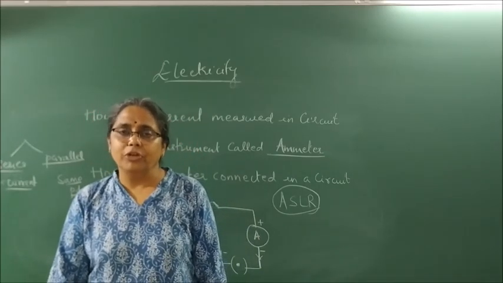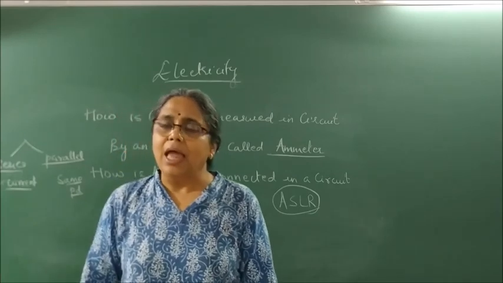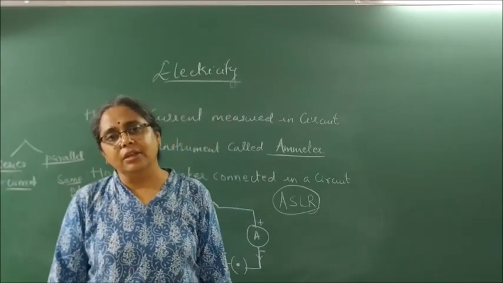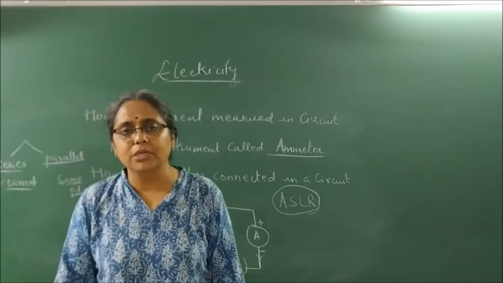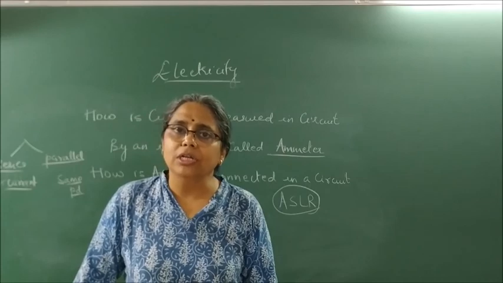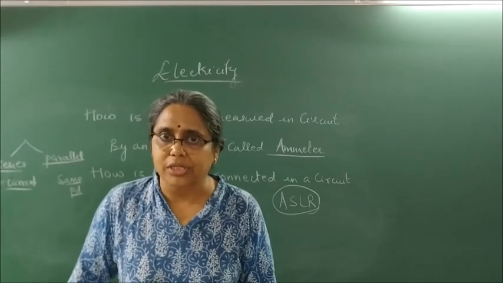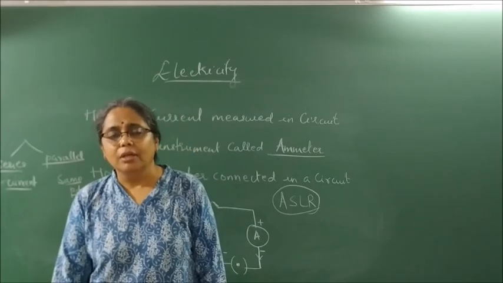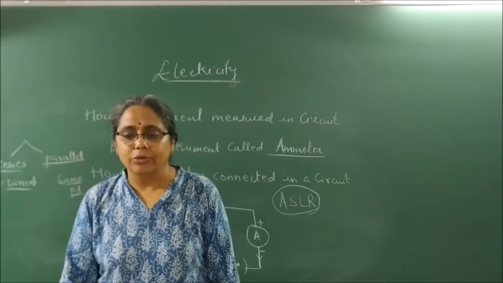The device to measure current is the ammeter. The ammeter is always connected in series, and one single wire will go through it. So the ammeter is always connected in series because it is a device of low resistance. Tomorrow we will do problems based on electric current. Thank you.